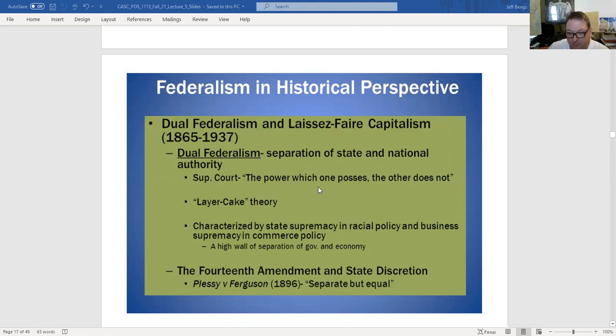However, with that in mind, because the Supreme Court said that the federal government cannot interfere with big businesses, that was something that was on the side of the states. Another thing that was kind of in favor of the states was this Supreme Court case right here that you need to know, Plessy versus Ferguson, 1896.